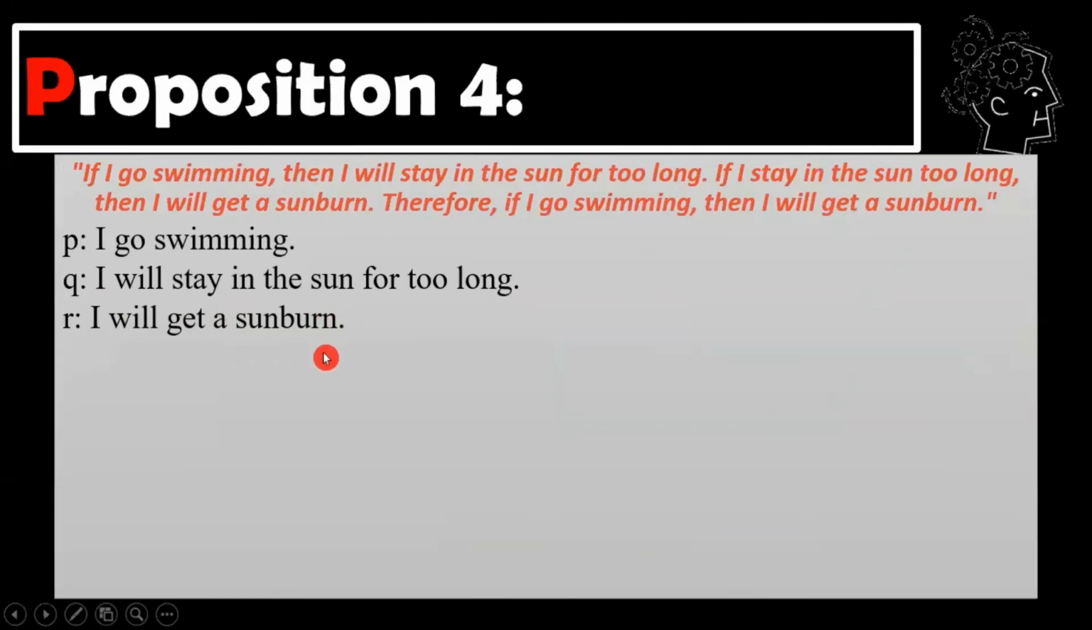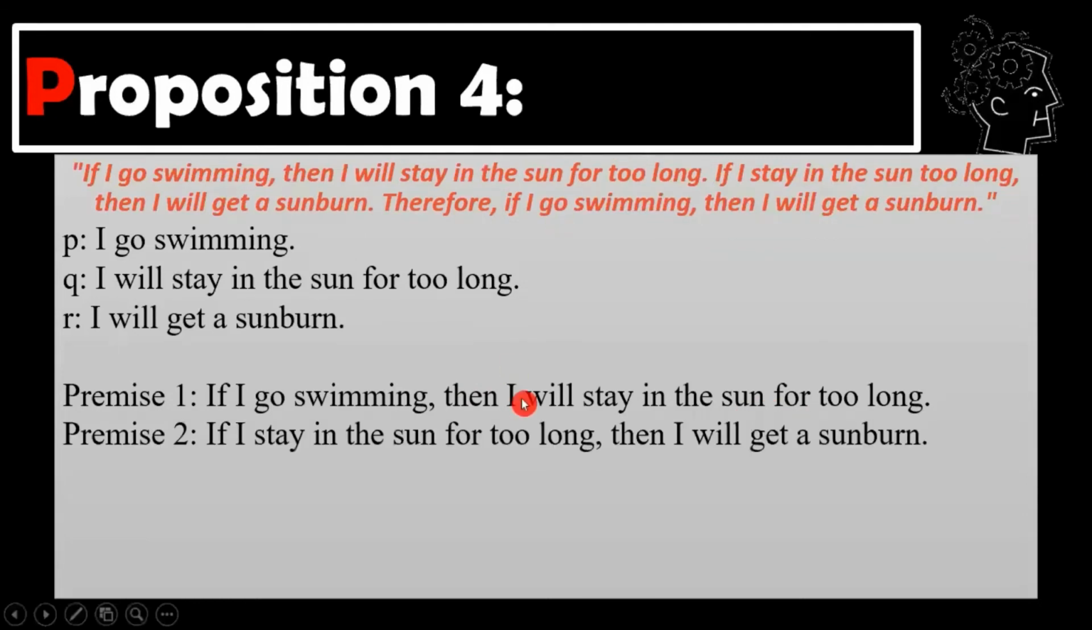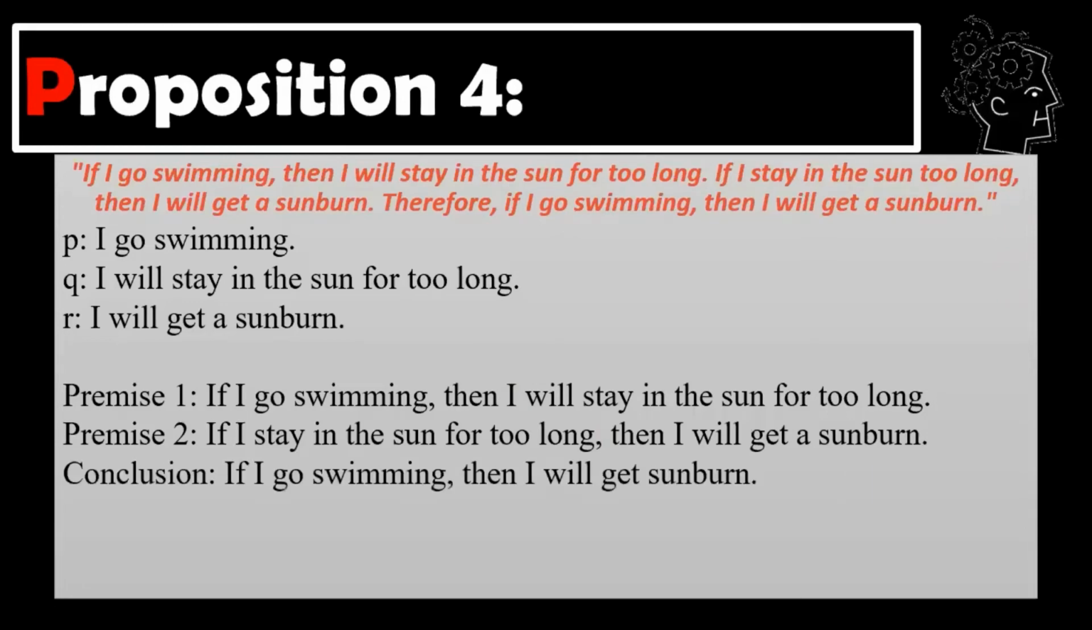So we have here how many premises? We have 1 and then 2. Okay, we have 2 premises. First premise, if I go swimming, then I will stay in the sun for too long. Second premise, that is, if I stay in the sun for too long, then I will get a sunburn. For our conclusion, if I go swimming, then I will get a sunburn. So let's symbolize the premises and conclusion.